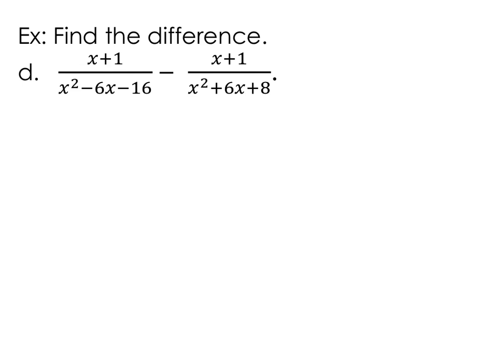Let's finish Lesson 8.5, Day 2 with subtraction. Find the difference between these two fractions: (x plus 1) over (x squared minus 6x minus 16) minus (x plus 1) over (x squared plus 6x plus 8). When we have subtraction, it's super important to follow our 7 steps in order and make sure that when we combine our numerators for step 5, we're specific to that subtraction.